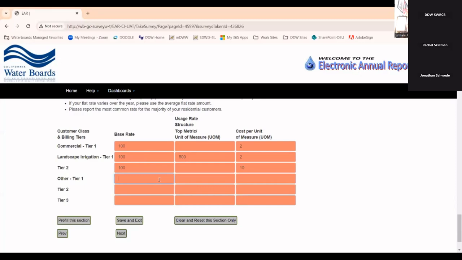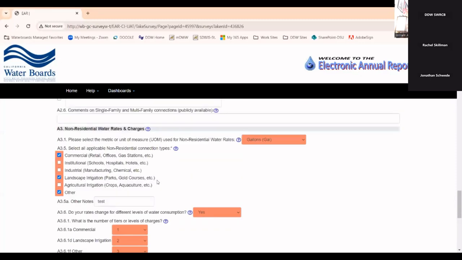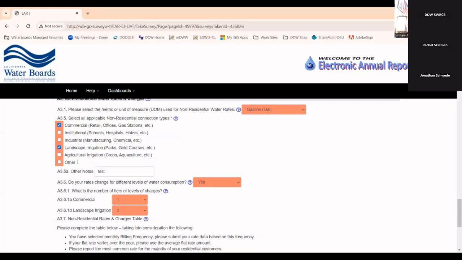And it'd be the same logic for other rate structures. We could scroll back up. I don't think we need to fill out the other one. And then if you don't mind, if we could scroll back up to the top.